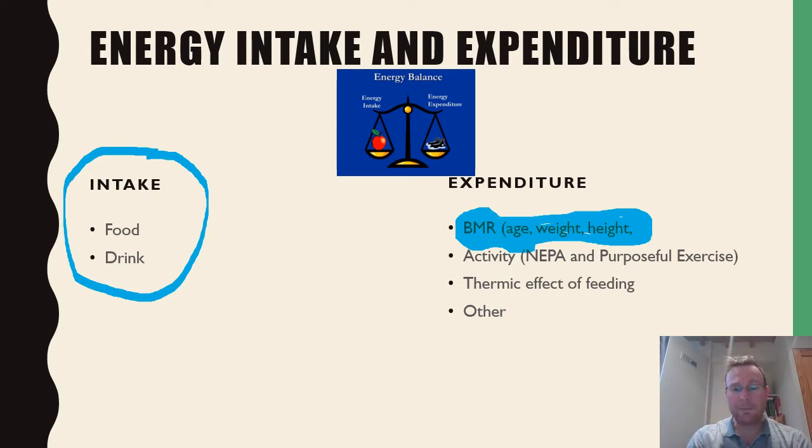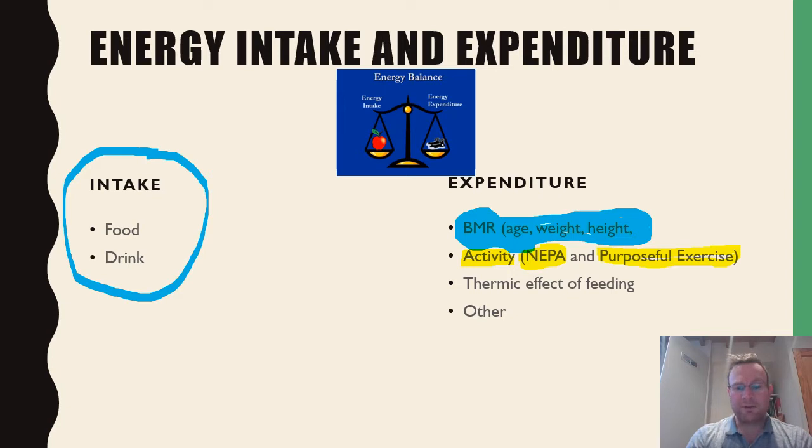We add on to that physical activity. I've got a distinction here between what I've called NEPA, non-exercise physical activity. This is maybe non-purposeful exercise. This might just be walking around, doing a bit of gardening, washing dishes, whatever. Just being up on your feet burns calories. And then we can put in our more purposeful planned exercises.